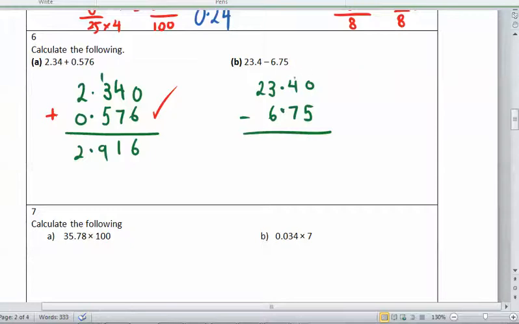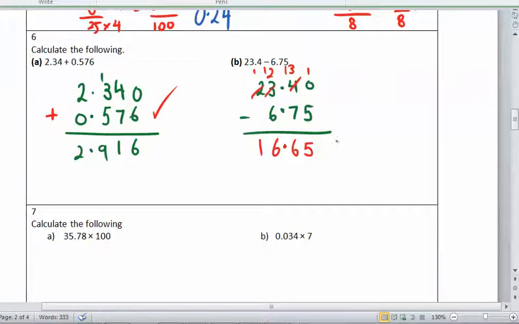0 take 5. Well, we have to borrow from here. Make that a, is that a 10 or a 9? What do you think? 10. It's a 10. Good. So that's going to be 5. And got to borrow from here. What's that make this? 13. So 6. We've got to borrow from here. That makes that a 1. What's this then? 12. 12 take 6. Is that what you got?